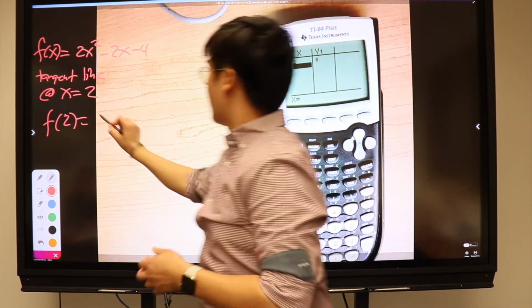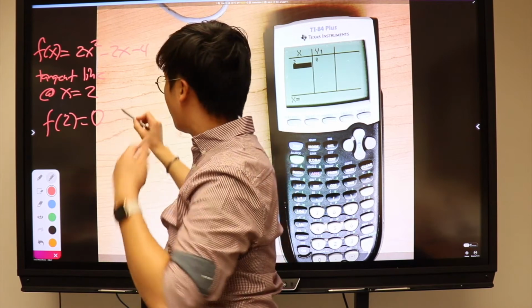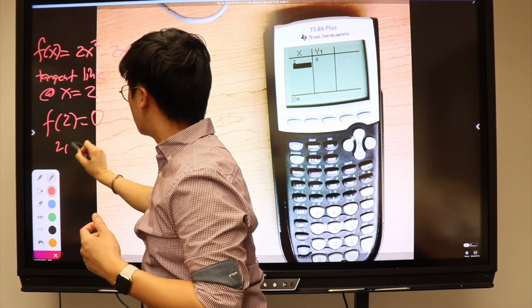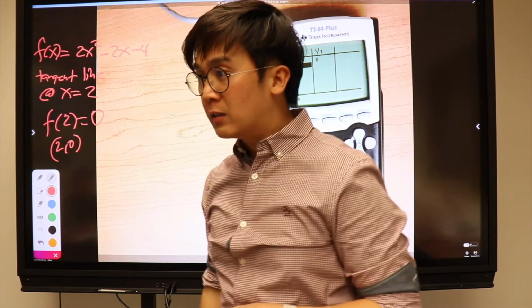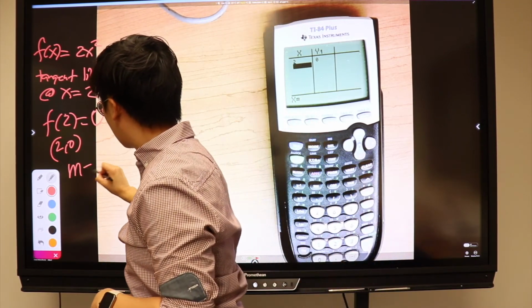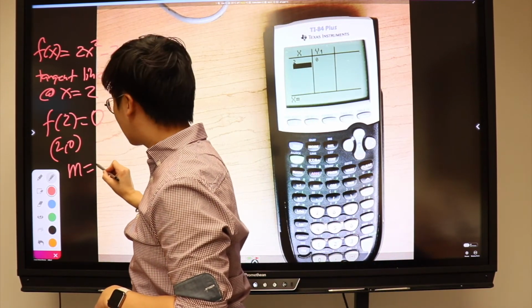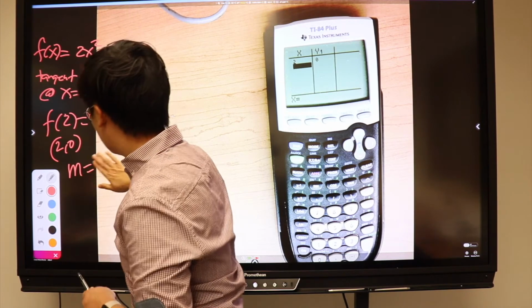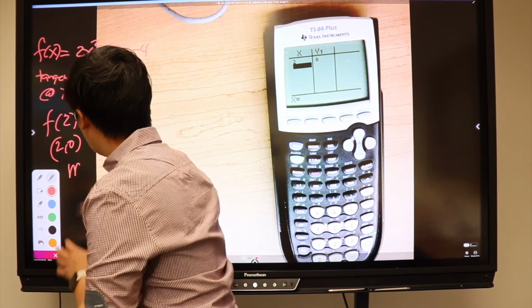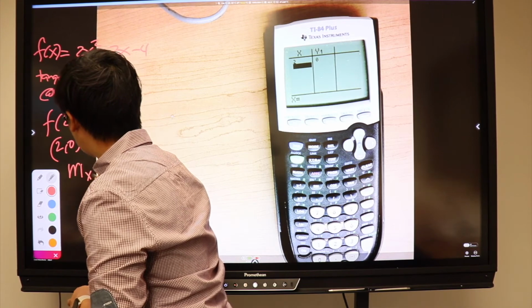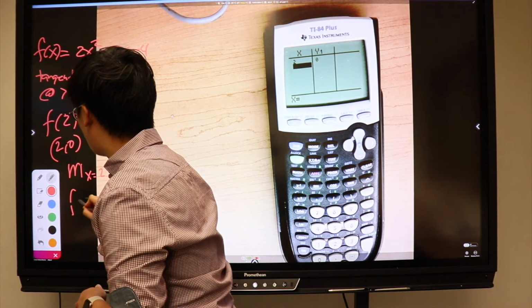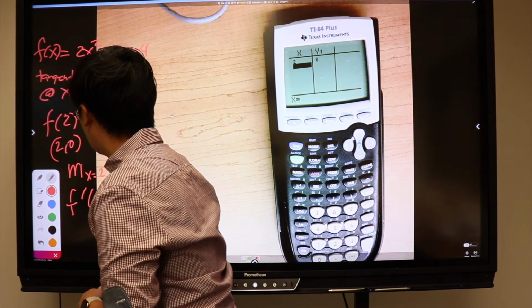So that means we have a point on the function which is (2, 0). We just need to find the derivative, right? At x equal to 2. So how are we going to find the slope at x equal to 2? We need to find f prime of 2, right?